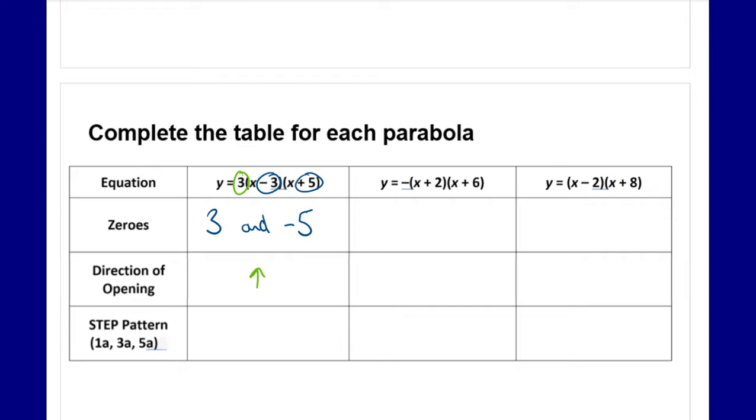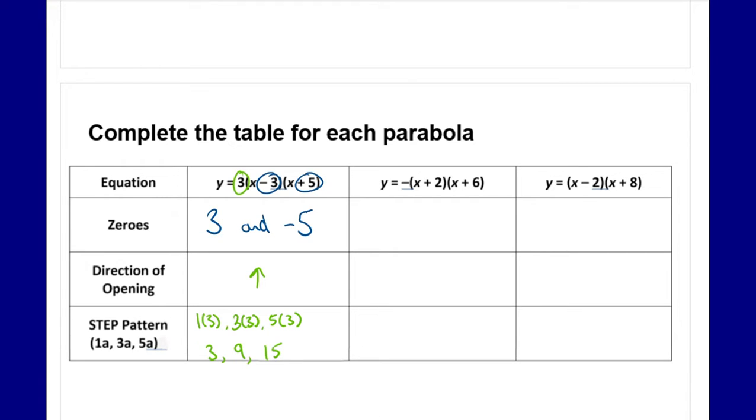And then the step pattern, 1a, 3a, 5a. Using that a value, 1 times 3 for the first value, 3 times 3 for the second value, and 5 times 3 for the third value. So in this case, our step pattern would be 3, 9, 15. And again, those values are there to help us plot the other points of our quadratic.